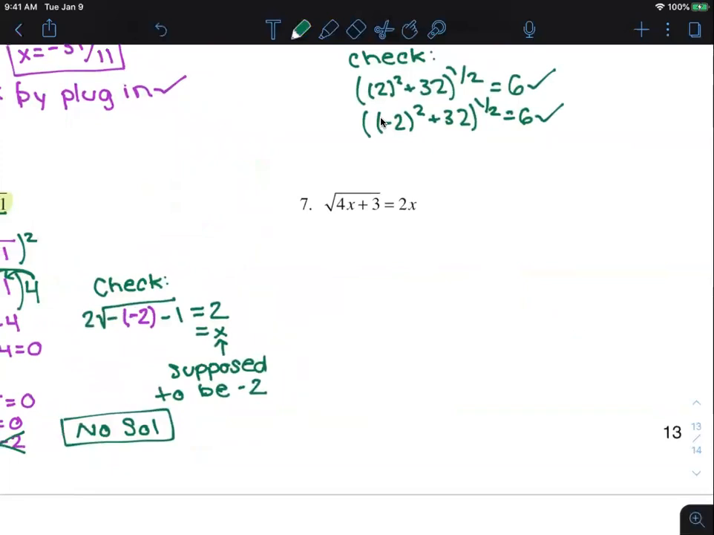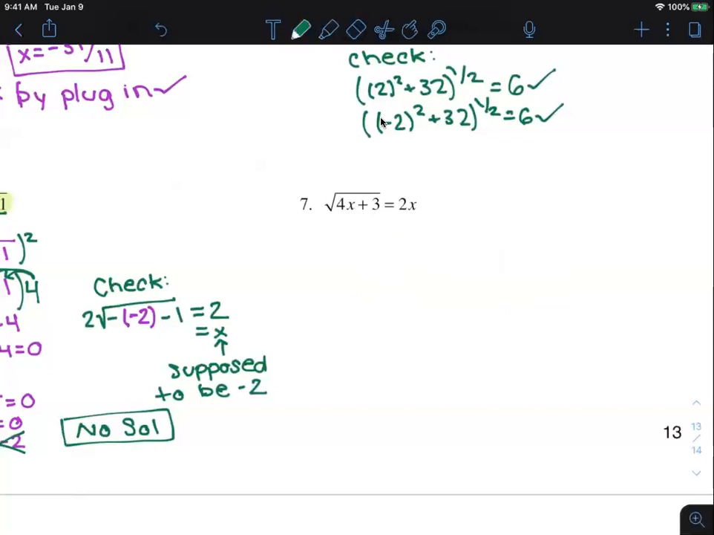So for number 7, it's going to be the same idea. You need to check both answers. You should get 2 answers in number 7. Check them both, and only one of them will actually be your answer. So I'm going to have you go ahead and see if you can do this one. So I'm going to say stop. Try this one on your own.